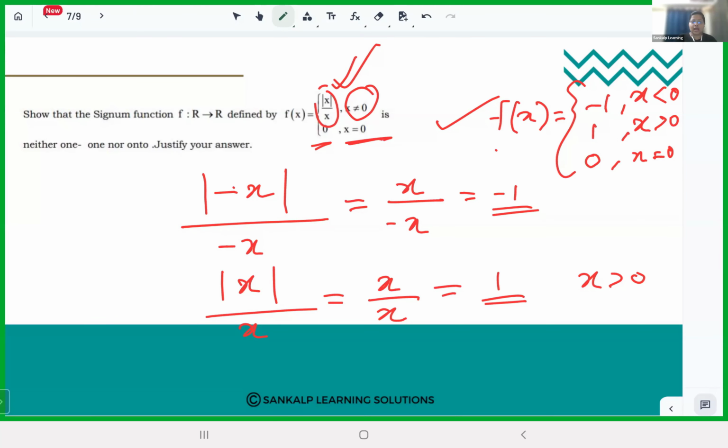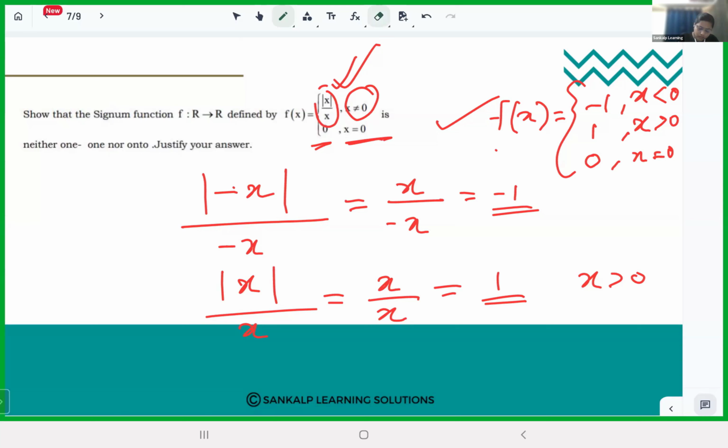I hope you have understood the given function, that is the signum function. If x is less than 0, which means x is a negative number, then the function maps it to minus 1. If x is greater than 0, which means x is a positive number, then the function maps it to 1. And if x equal to 0, the function maps 0 to 0 itself. All right, so that is our function.